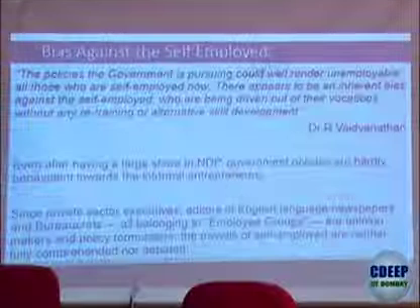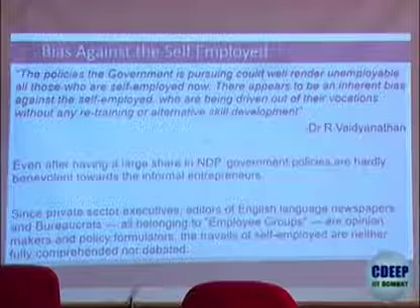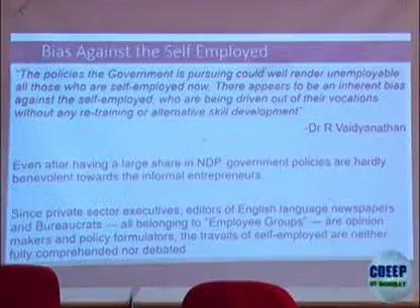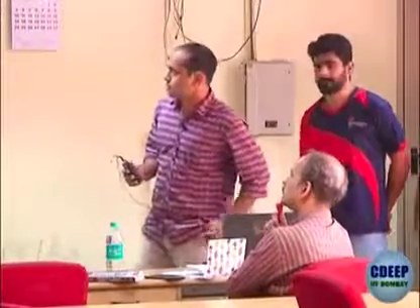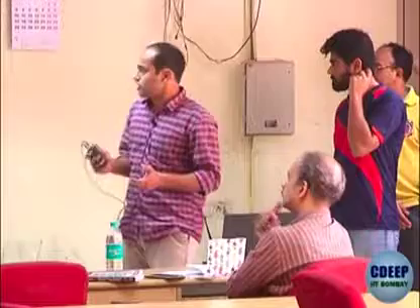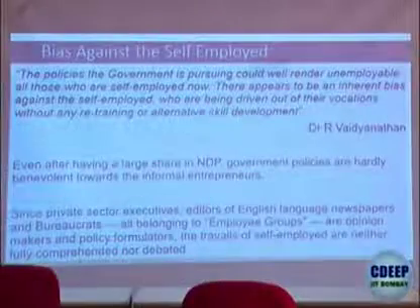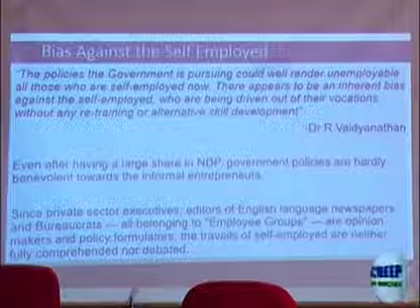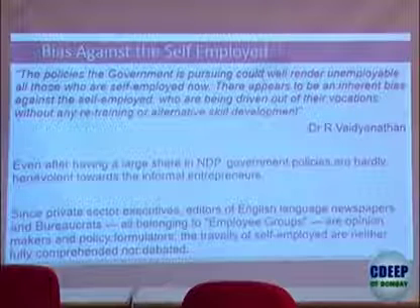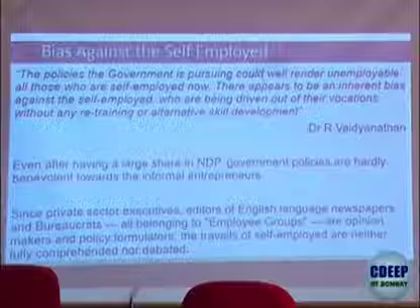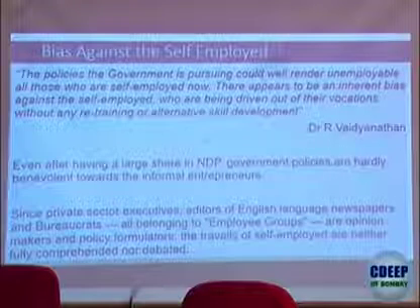As said by Dr. R. Vaidyanathan, the policies the government is pursuing could well render unemployable all those who are self-employed now. Even after having a large share in NDP, we have seen that there is a 57% share of the unorganized sector in NDP. The government policies are hardly benevolent towards the informal entrepreneurs. And the private sector executives like editors in English language newspapers and bureaucrats, who generally speak about the issues and who are the policy formulators, are from the employee groups.